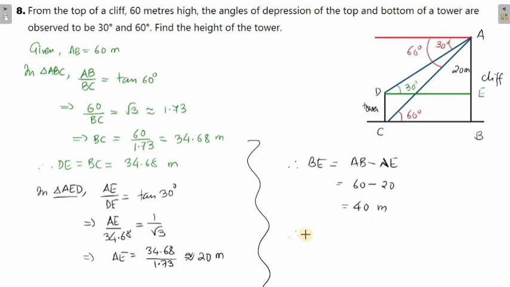So the height of the tower, which the question is asking for, is actually CD, not BE. CD can be written as BE, and BE we got to be exactly 40. That's why the height of the tower is 40 meters.